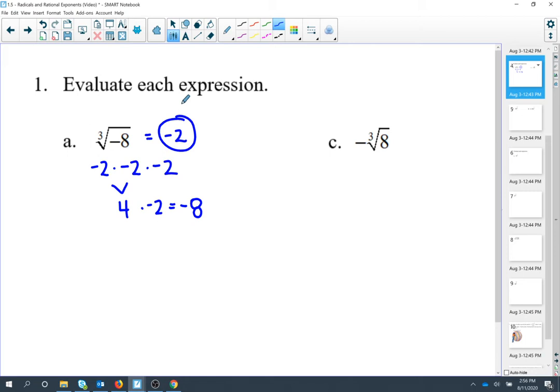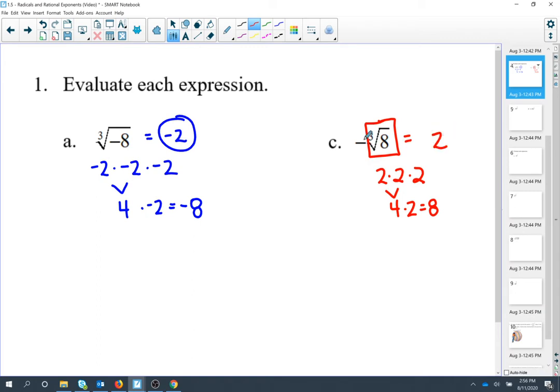Now, take a look at letter C. Very similar, but this time the negative is outside. So this time, if we ignore the negative which is outside, we're just looking at the cube root of 8. So this time you're looking for 3 exact things that multiply to get you 8. Well, that would be 2 times 2 times 2. 2 times 2 is 4. 4 times 2 is 8. So the cube root of 8 is simply 2.